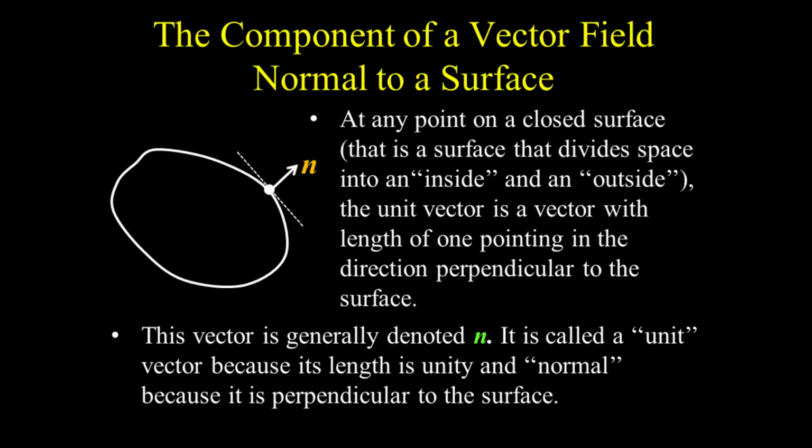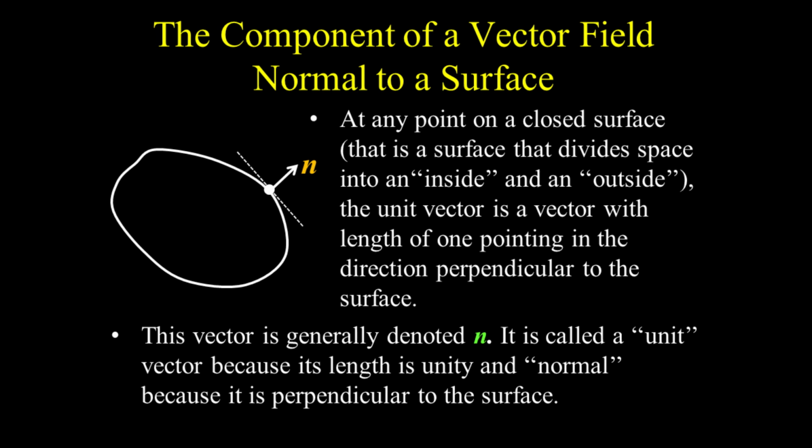The notion of the unit normal vector is also important in elasticity and electromagnetic theories. A unit normal vector is a vector with the length of 1. It points in the direction perpendicular to the surface. This vector is called a unit vector because its length is unity and normal because it is perpendicular to the surface, as shown here. The notion of the unit normal vector is central to the Gauss and Stokes theorem that we will introduce later in this lecture.